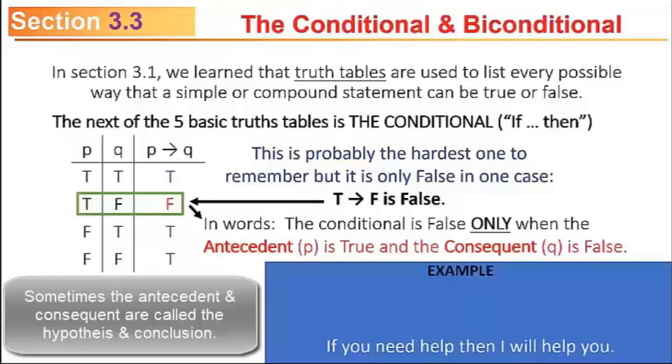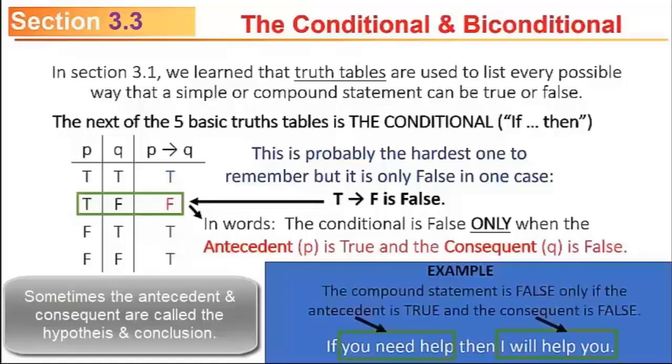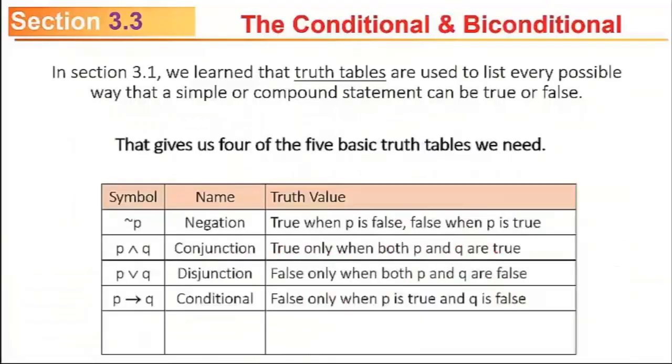For example, if I gave you the statement, "If you need help, then I will help you," this compound statement is false only if the antecedent is true and the consequent is false. If you need help, then I will help you. You need help is true, I will help you is false, produces a false compound statement here. It's the only case where it's false.